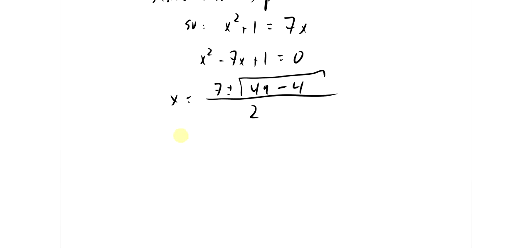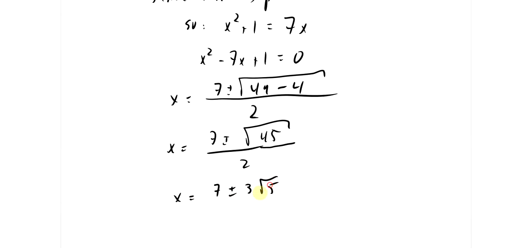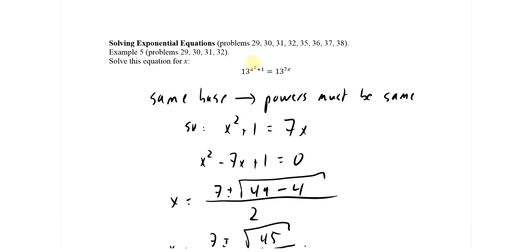And we can simplify that a little bit. 7 plus or minus square root of 45 all over 2. Make sure your fraction comes all the way out. 45 has got a factor of 9 in it, and that can come out as a 3 if you want. You can just leave it like that. So for these sorts of exponential problems, just set the exponents equal to each other and solve for x.